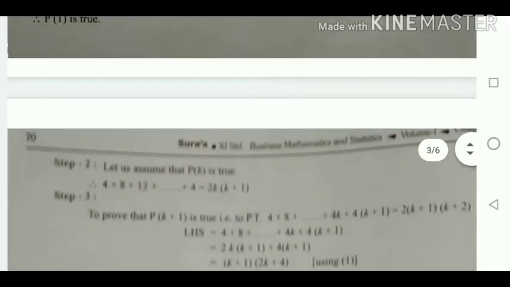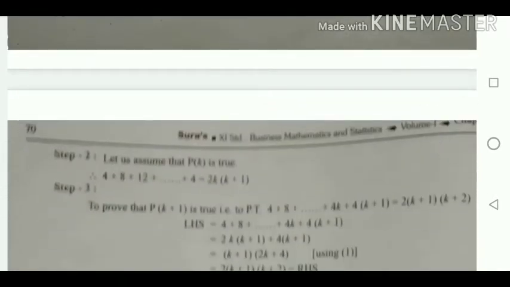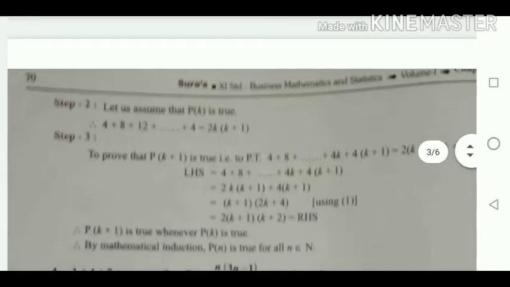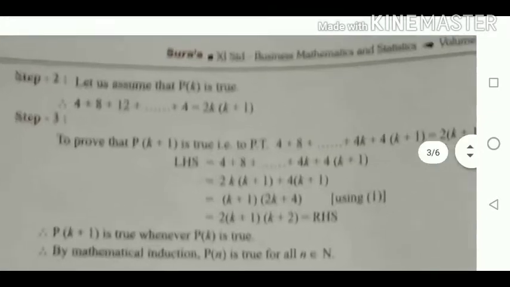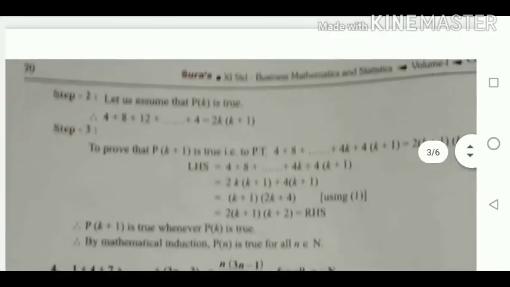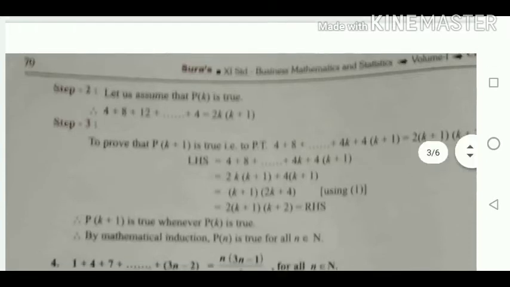The second step: assume that P(k) is true. Therefore 4 + 8 + 12 + ... + 4k = 2k(k+1). The third step is to prove that P(k+1) is true.